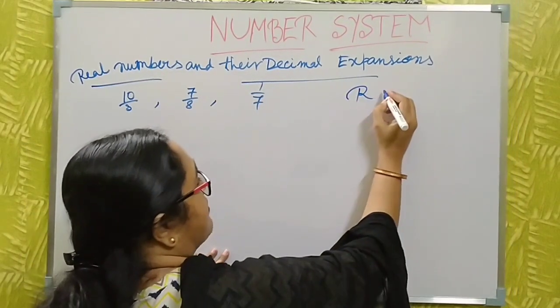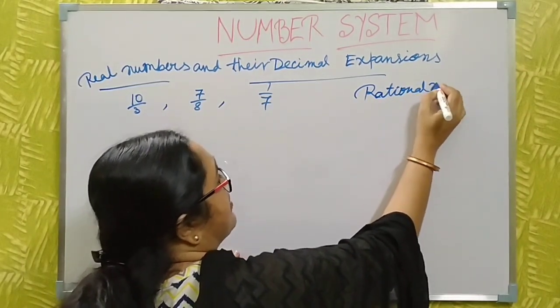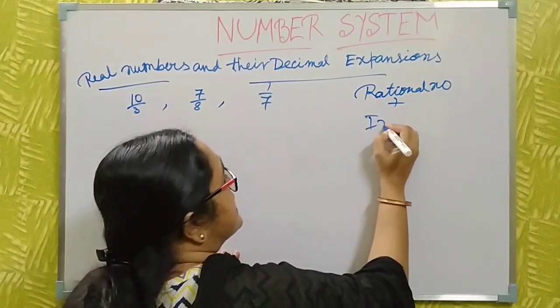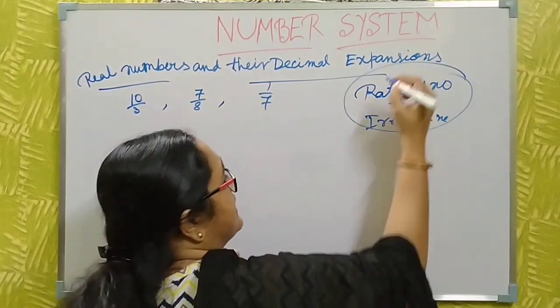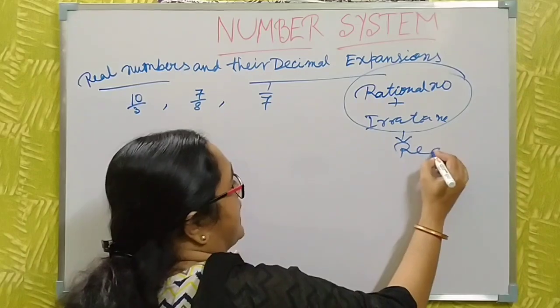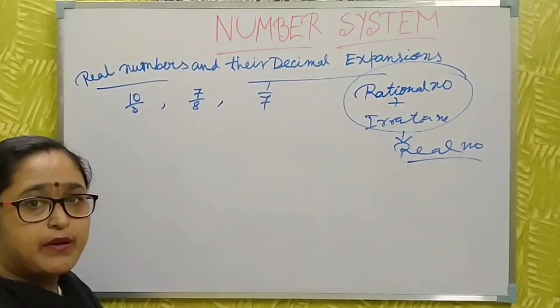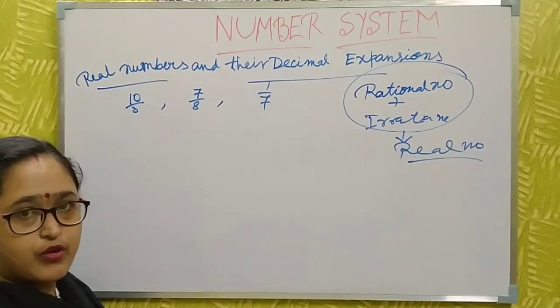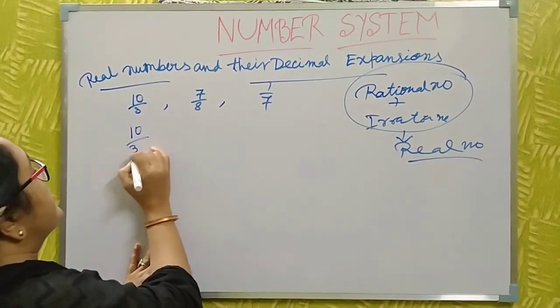The rational number plus an irrational number together is a real number. Okay, a rational number plus an irrational number makes a real number. Now I discuss the decimal expansion. Now you do the decimal expansion.